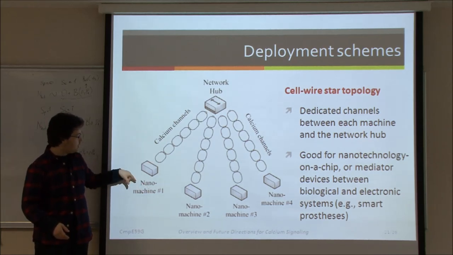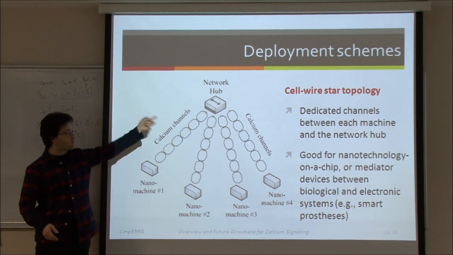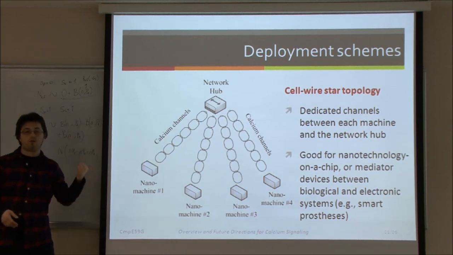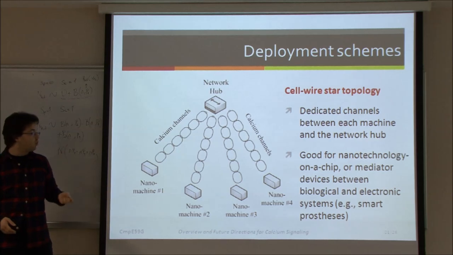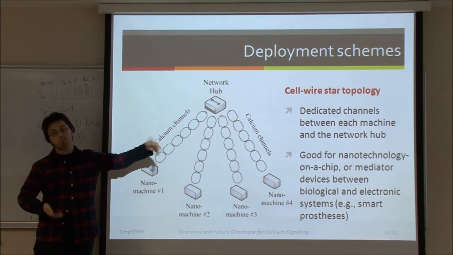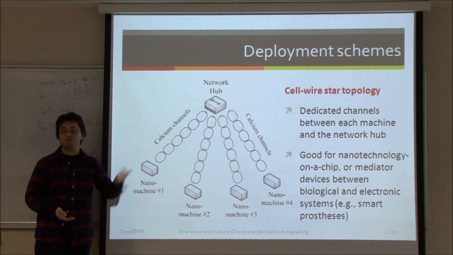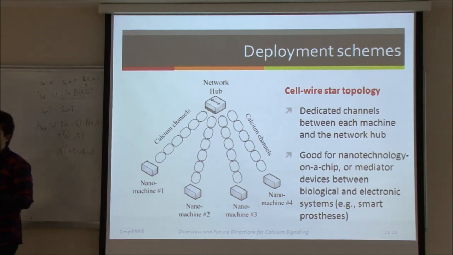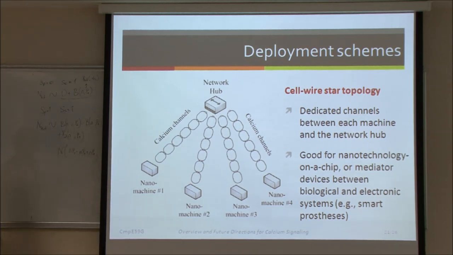But how can you decide on which one, when the nanomachine is trying to send something to the hub, or the hub is trying to say something to the nanomachine? For example, you can use different ions: calcium for upstream, say potassium for downstream, if it is possible biologically. I'm just speaking out loud.